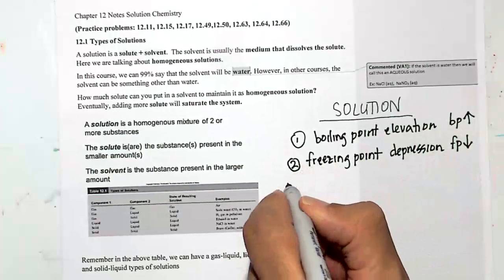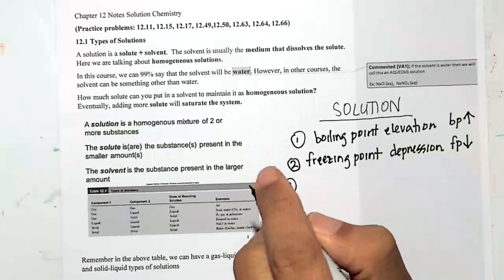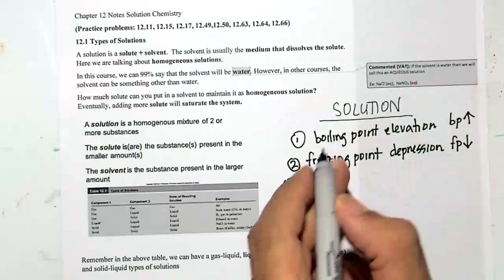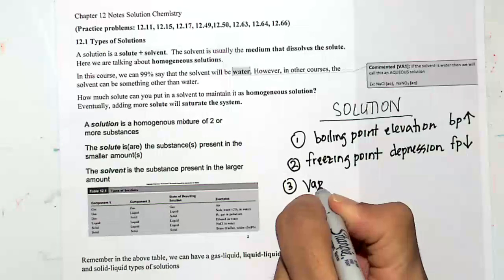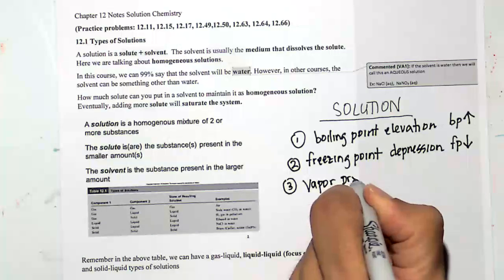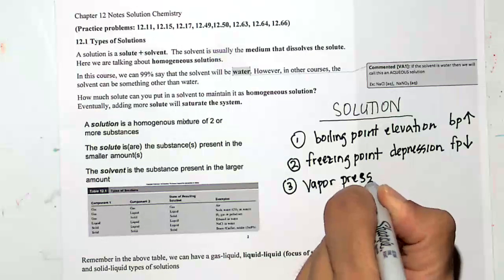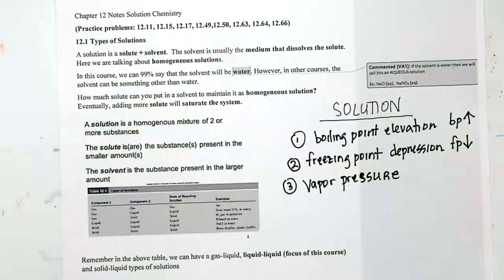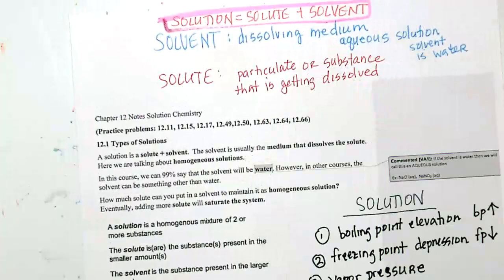Boiling point goes up, freezing point goes down. What do you think is going to happen to the vapor pressure? Go up or down? Okay, we added some solute to the solvent to make the solution. We have a solute now, we have a solvent in there, we have more IMF, more intermolecular forces.